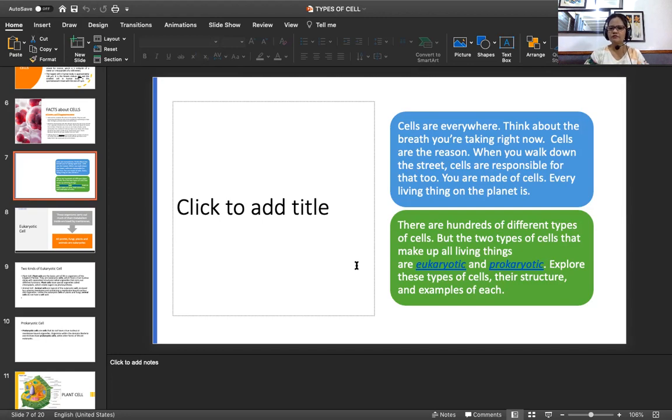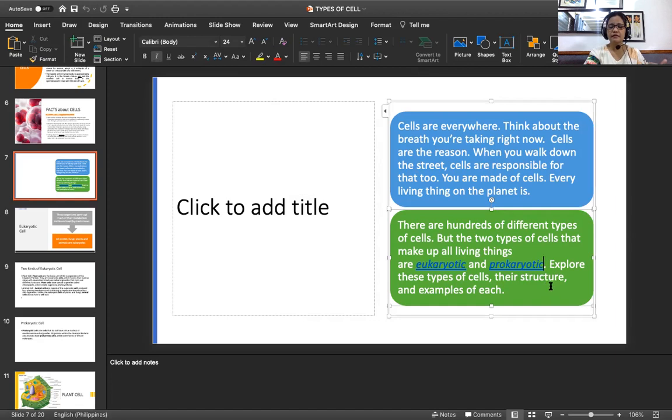There are hundreds of different types of cells, but the two types that make up living things are eukaryotic cells and prokaryotic cells. Again, eukaryotic cells are the cells that we have as multicellular organisms, and prokaryotic cells belong to bacterial cells like the archaea and the true bacteria.